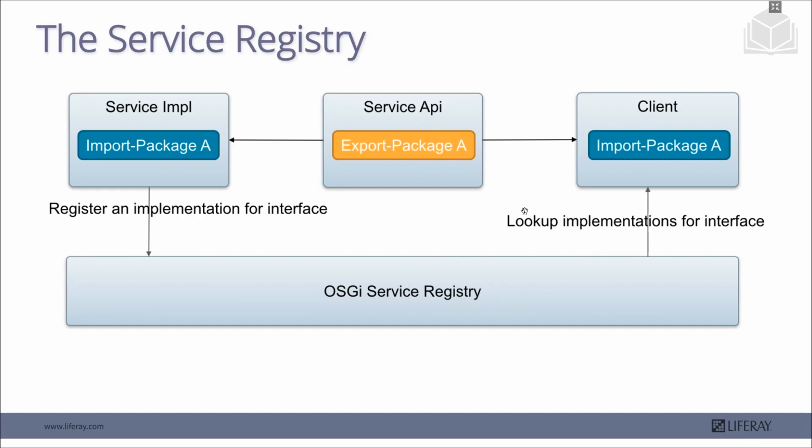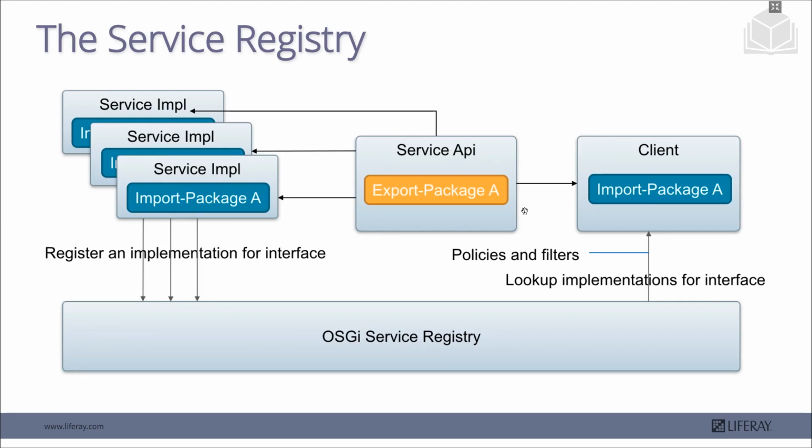Over at the client, the client is going to bring in the service API, and we're going to make API calls to it. As we do, the client is going to ask the service registry to look up the implementation of the interface. Since the service impl registered itself as the one who implements the interface, the client will get the proper implementation thanks to the service registry.